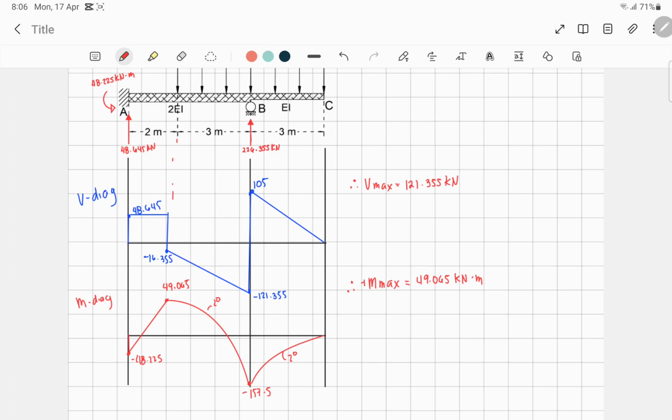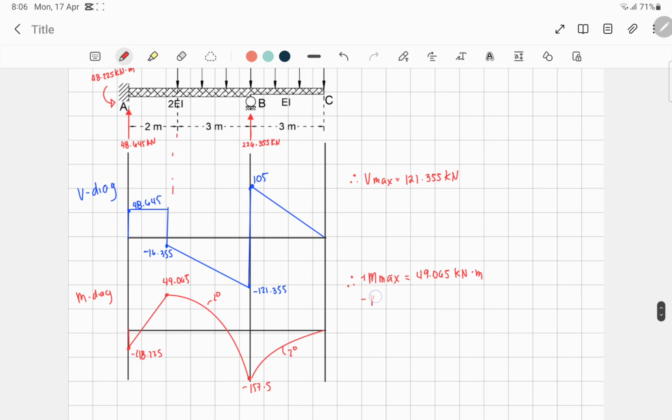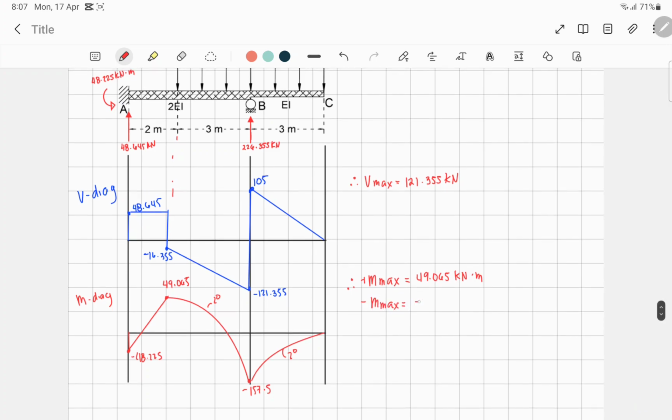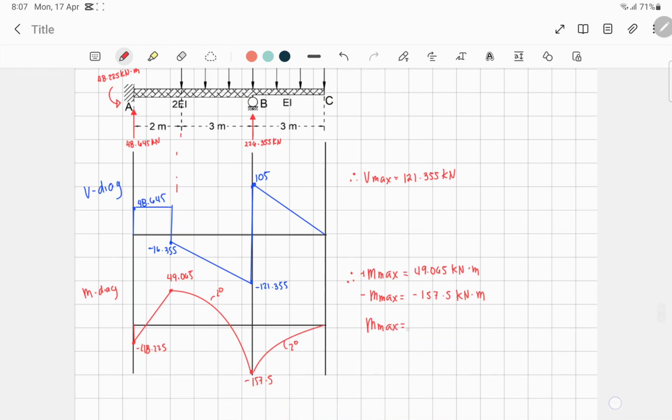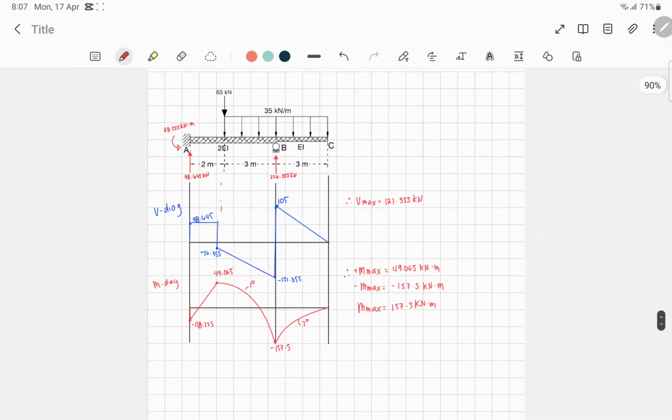Tama ba? So, check nyo lang sa inyong mga seats kung tama ba. And then, for our maximum negative moment, that is equal to, ito, 157.5 kilonewton meter. Okay? And kung tinanong naman is our maximum moment lang, therefore, yung mas malaki sa kanila, that is 157.5 kilonewton meter. So this is our answer in the structural analysis of our example number 2.